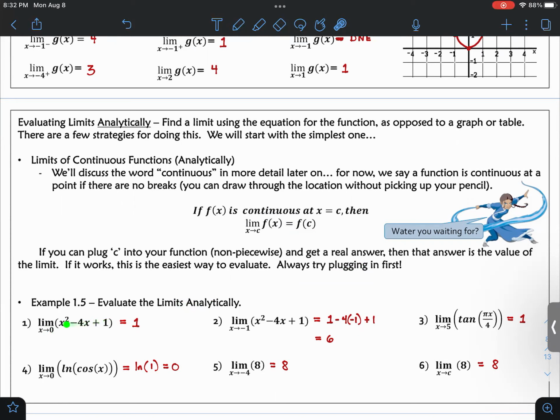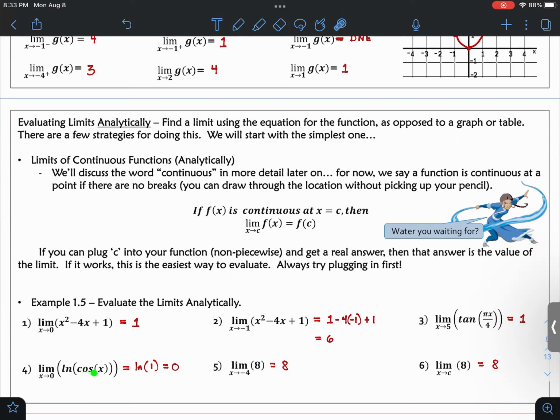So we plug a 0 in to x squared minus 4x plus 1, we get back a 1. That's the limit. It happens to also be the actual f of 0, but we're more interested in the limit right now. Can I successfully plug a -1 in here and get something back? Yes, I can. Ooh, here's the trig showing up. Can we successfully plug in a 5? Yes, but I think the bigger question is, do you remember what the tangent of 5 pi over 4 is without a calculator? If you're not feeling comfortable with that, it's something you've got to study. But of course, the answer is 1.